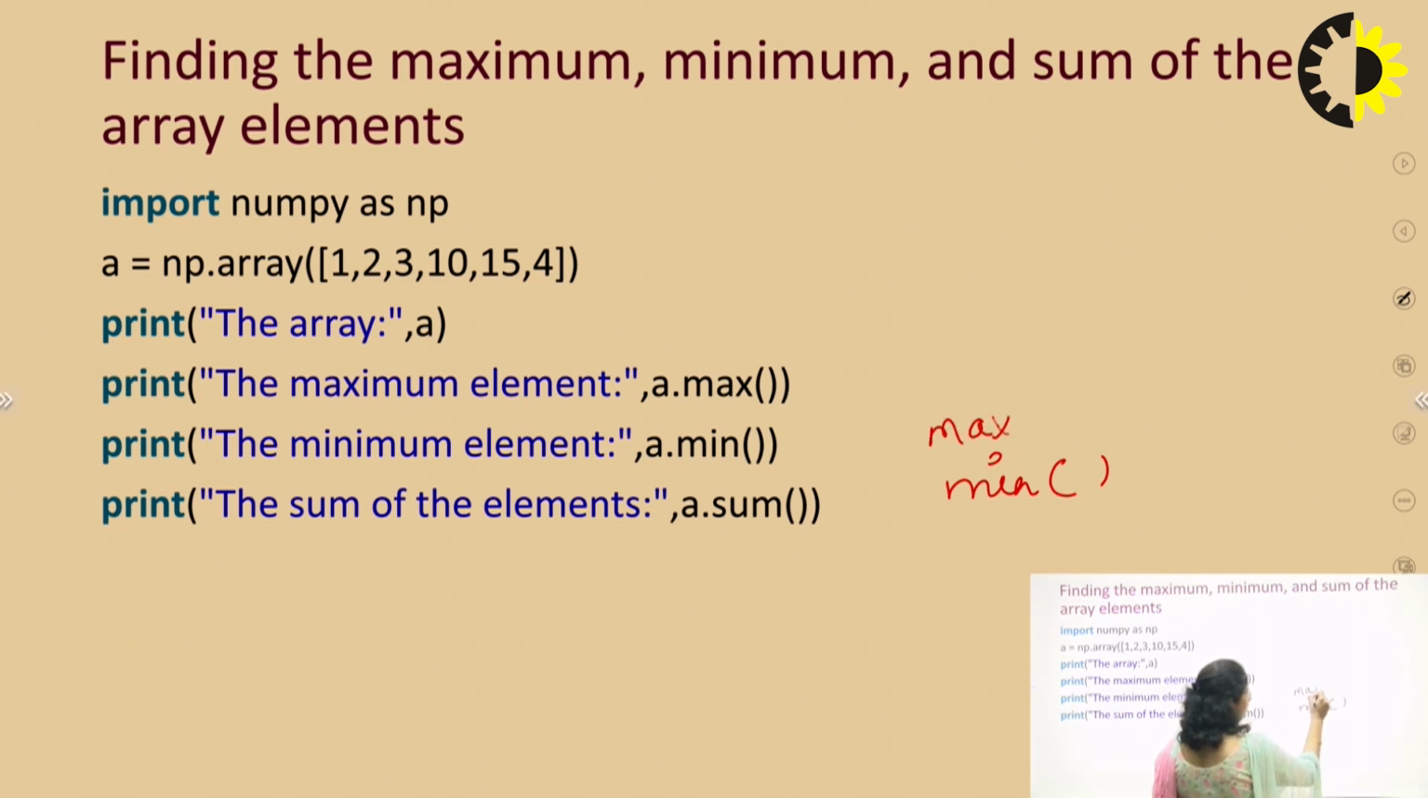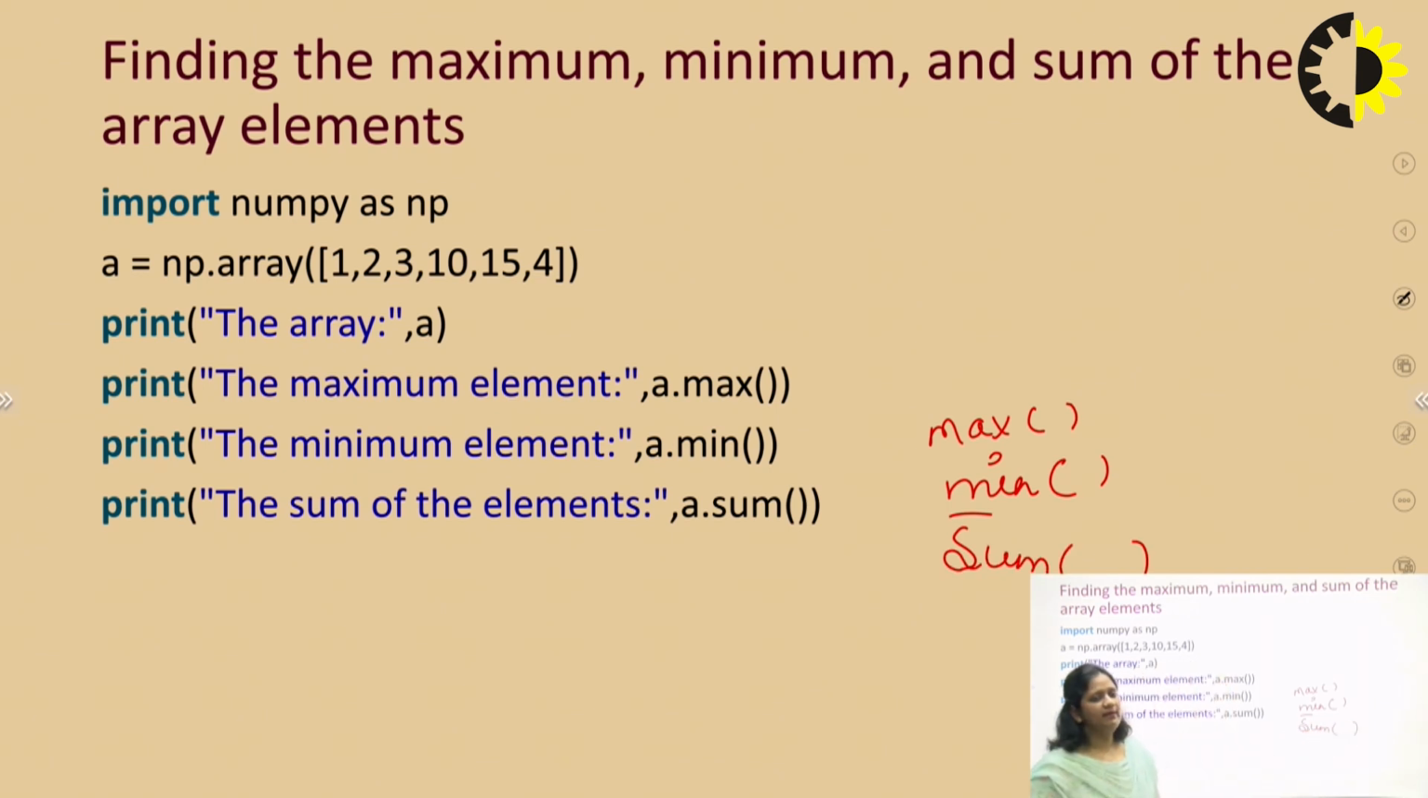For finding out the maximum value, we have a method maximum. For finding out the minimum value, we have a function minimum. And for finding out the sum of the elements of the array, we have a method sum. So there is no need to calculate or use an if-else statement as we do in C for the sum.